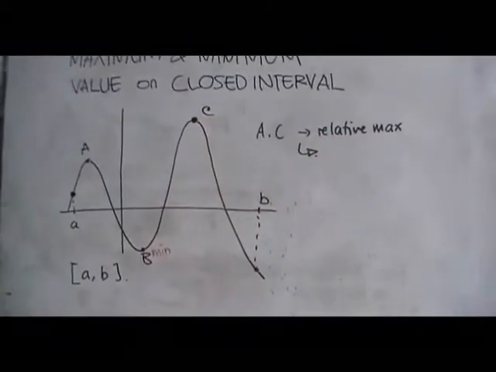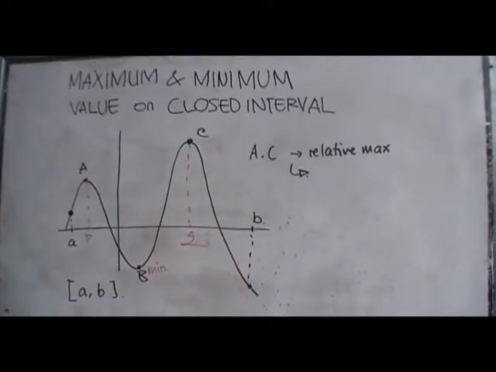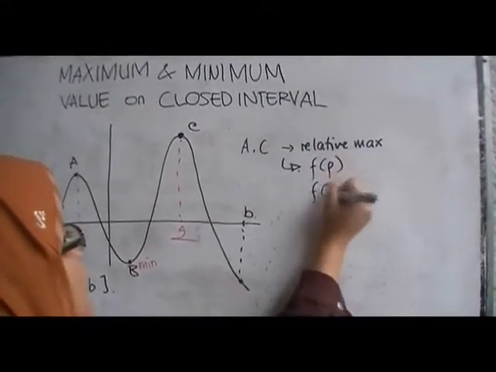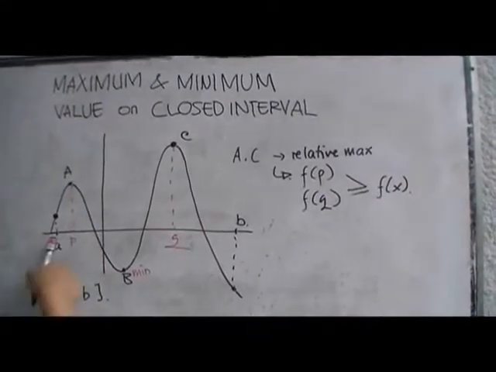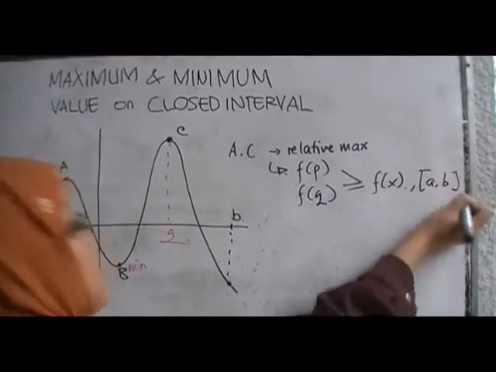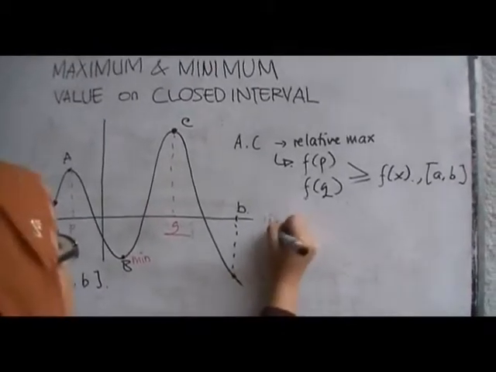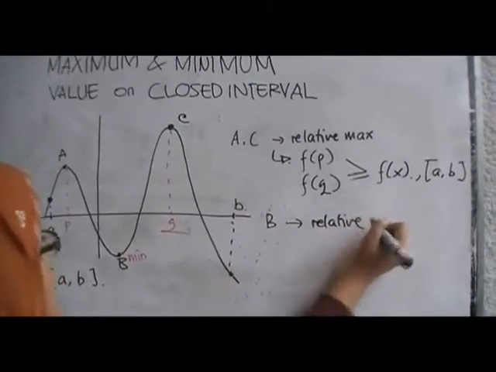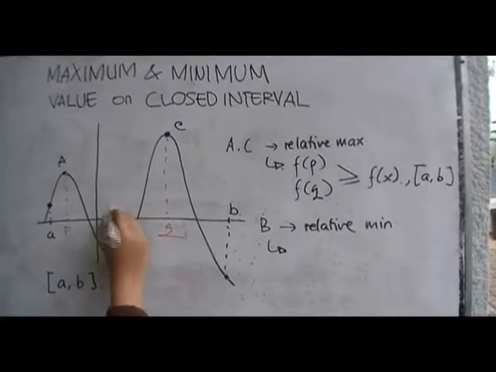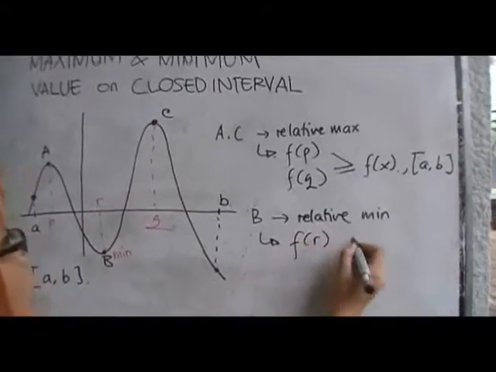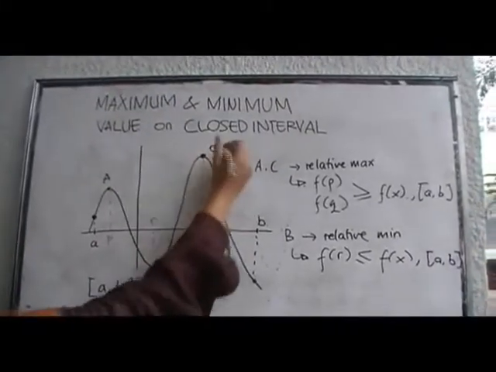Because of what? Because I can see these points P and Q, f(P) and f(Q) are always greater than f(x), where x is near this interval. Now, what about this point B? Point B is a relative minimum point. Because of what? Now, let's see this point R. This is where f(R) is always less than or equal to f(x) during this interval A and B.